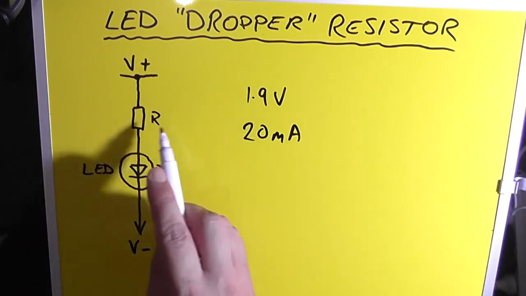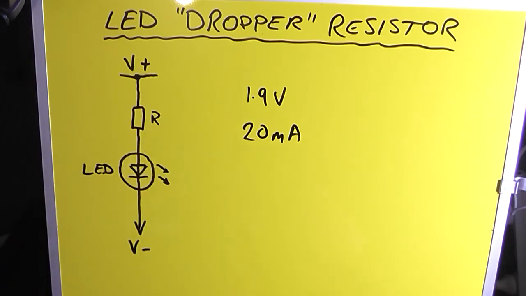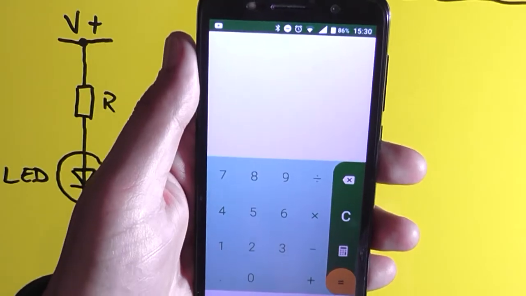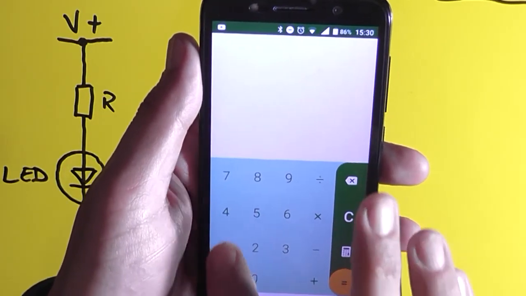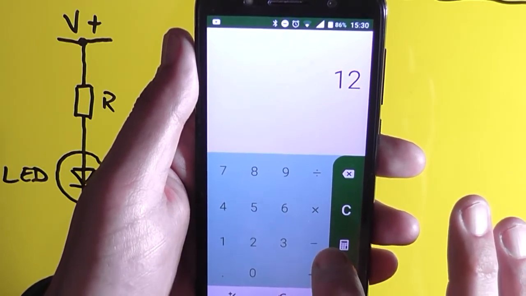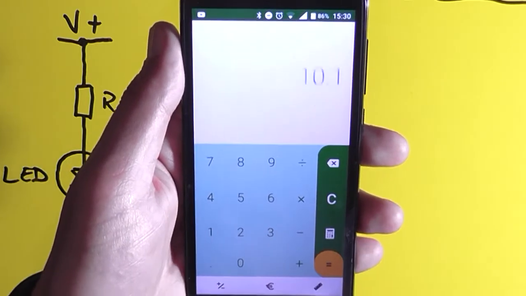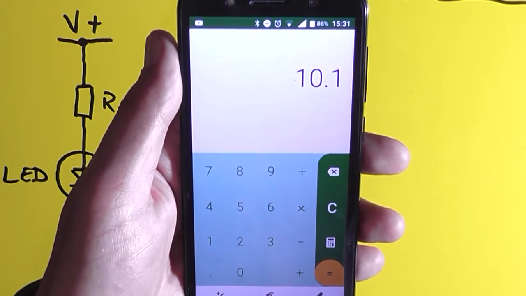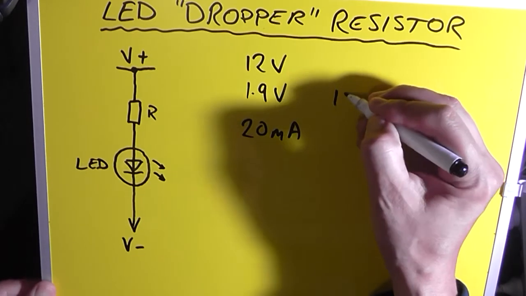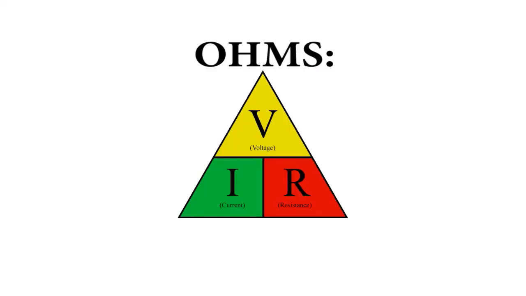So we now need to know what the voltage drop of this resistor is going to be, at a supply voltage, in this instance, of 12 volt. In order to calculate the voltage drop, we just take our supply voltage, which is 12, and we minus the voltage of the LED, which is 1.9, and that gives us 10.1. So in this calculation, the voltage drop across that resistor is 10.1 volt.